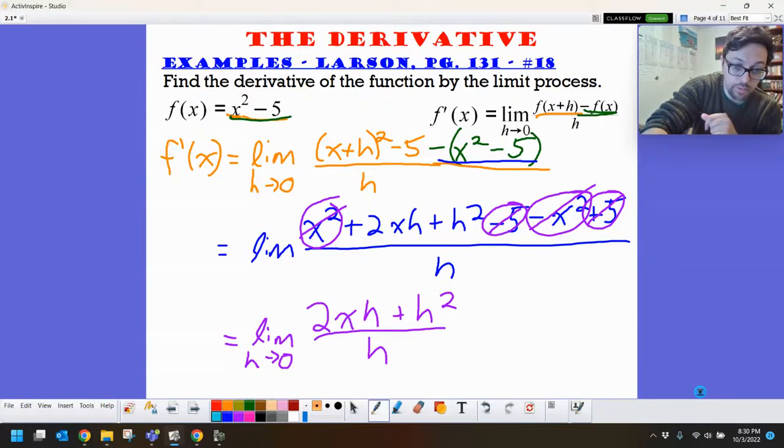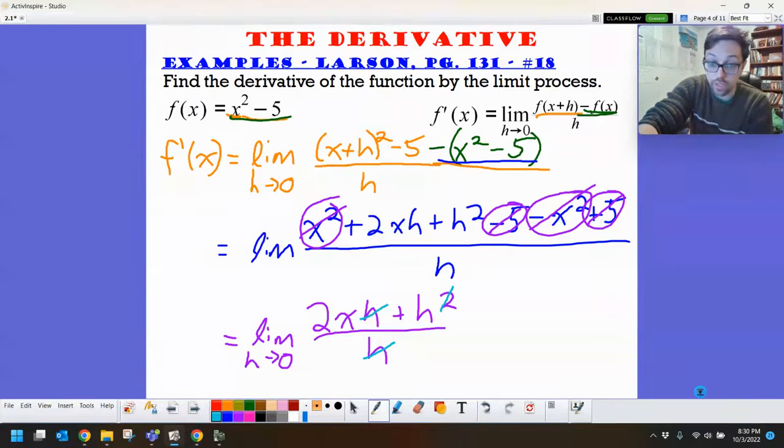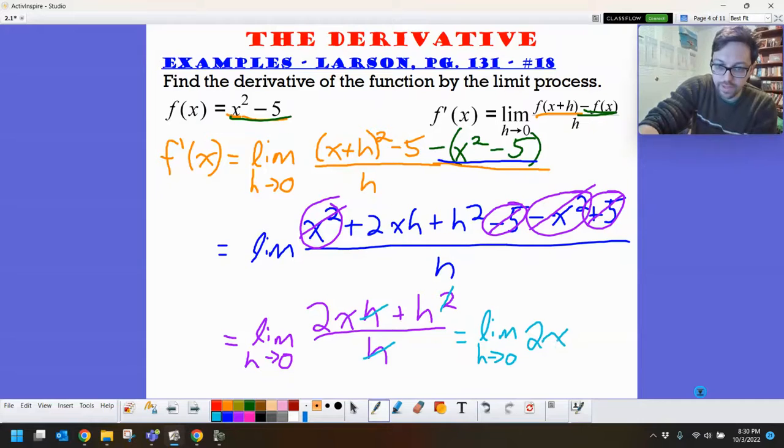Cool. Now you might say, hey, we can cancel. So we can cancel this h with that h and turn that into just a regular old h. So this is the limit as h approaches 0 of 2x plus h. Well, now we can direct substitute.